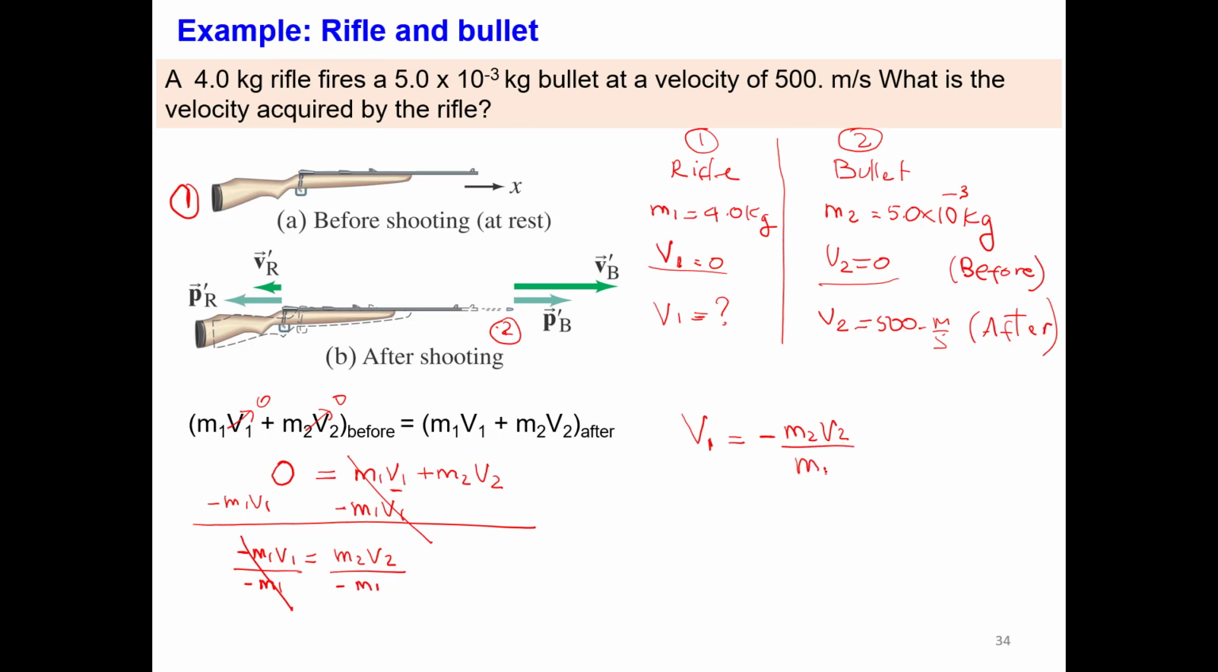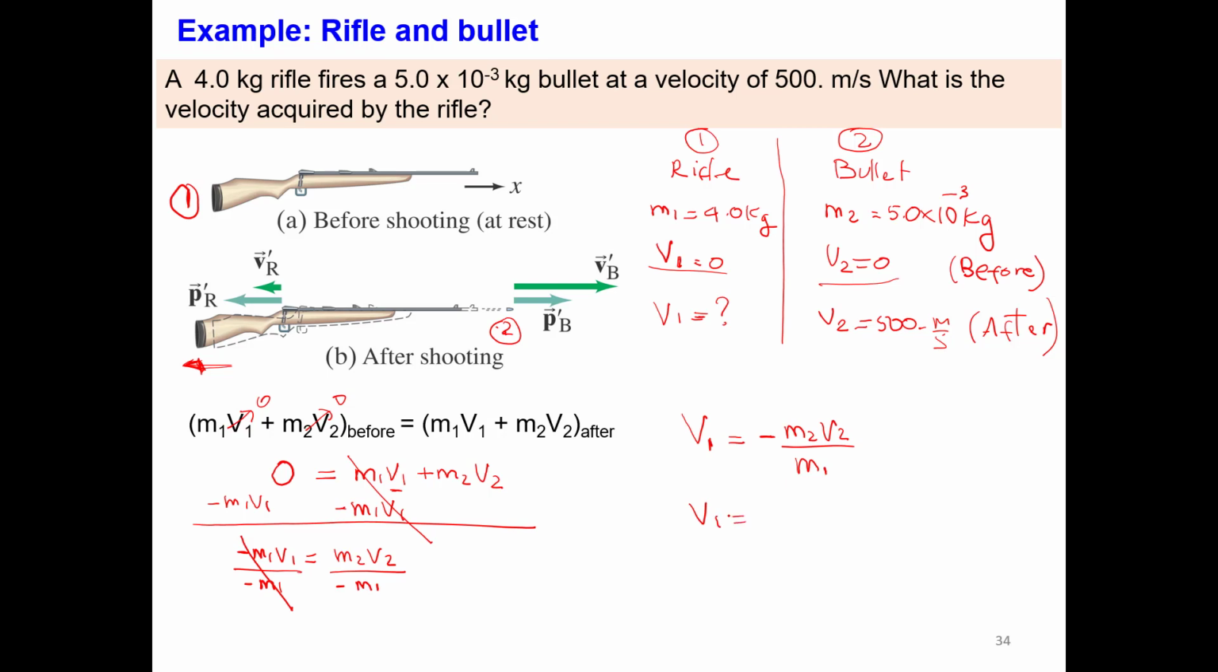And you can see the bullet is moving towards positive direction. And we can see the rifle is moving toward negative direction. This is why the velocity of the rifle is negative. Yes, it makes sense. It's moving in this direction. Yes, this is why this velocity is negative.